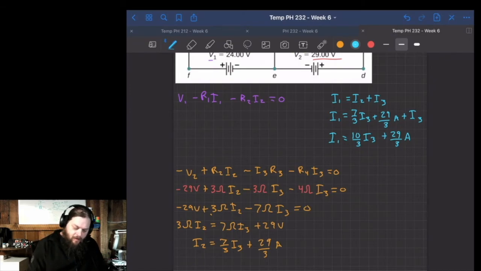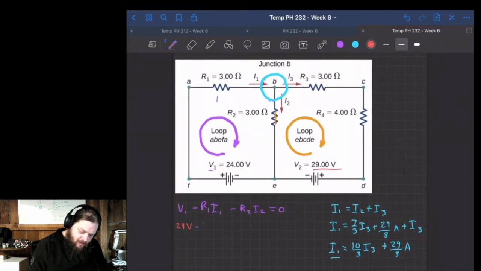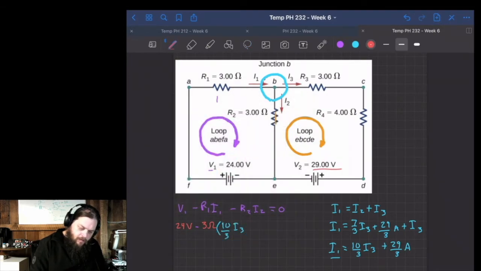So now I can substitute my values of I2 and I1 into this purple equation. And we know what the voltage is. So the voltage is 24 volts. Right? We're going to be subtracting. We know what the resistance is. That's 3 ohms times our I1 value, which is going to be 10 over 3 times I3. I wanted to write that in blue so we can see that substitution. There we are. Plus 29 over 3 amps. So that's from I1.